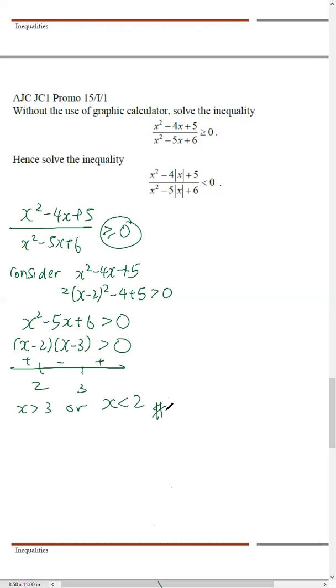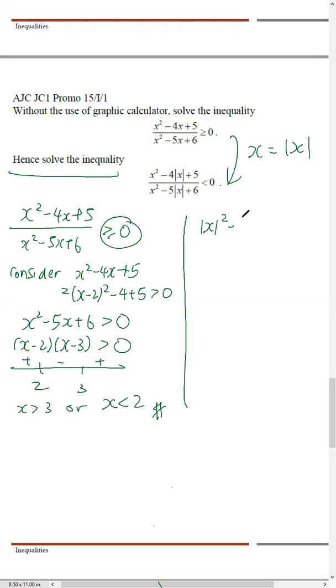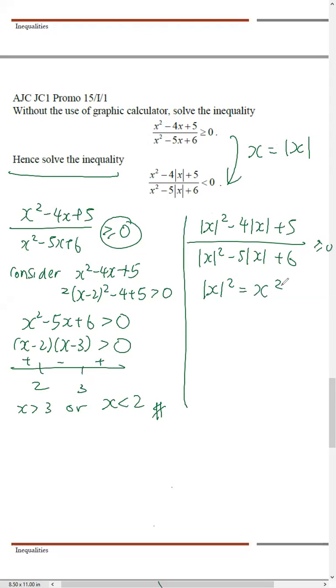The next part, to hand solve this inequality, is very standard. The substitution that you're going to make is x equals mod x. Let me quickly demonstrate it. Mod x squared minus 4 mod x plus 5 over mod x squared minus 5 mod x plus 6 more than or equals 0. Take note that mod x squared is actually x squared. So you can change it to x squared minus 4 mod x plus 5 over x squared minus 5 mod x plus 6, if you do the substitution.